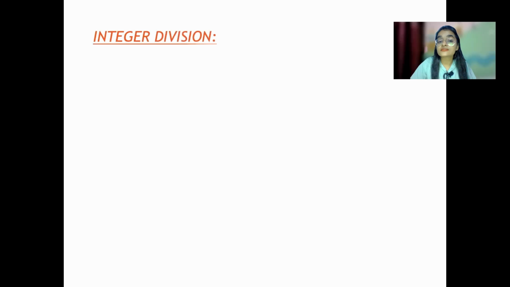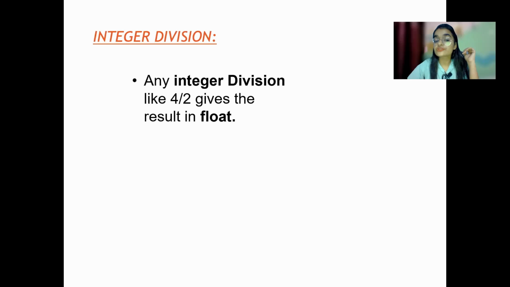Next topic, that is integer division. Integer division is a very important topic, yet it's a simple one also. We just have to keep in mind that whenever we divide any particular value in Python, it will always give us a result in floating point number. What I am going to say is that any integer division like 4 upon 2 will actually give us the result in float, right?